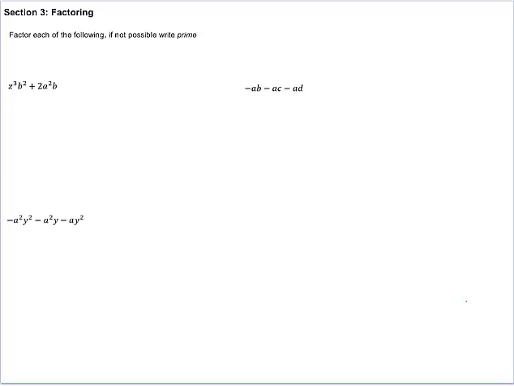This is Algebra 2 Prerequisite Skills on Factoring. So we are going to be factoring each of the following. If it's not possible, we will write prime. Now, for the first day, we are just going to factor by greatest common factor, difference of squares, and sum and difference of cubes. We're going to start off by looking at the greatest common factor.